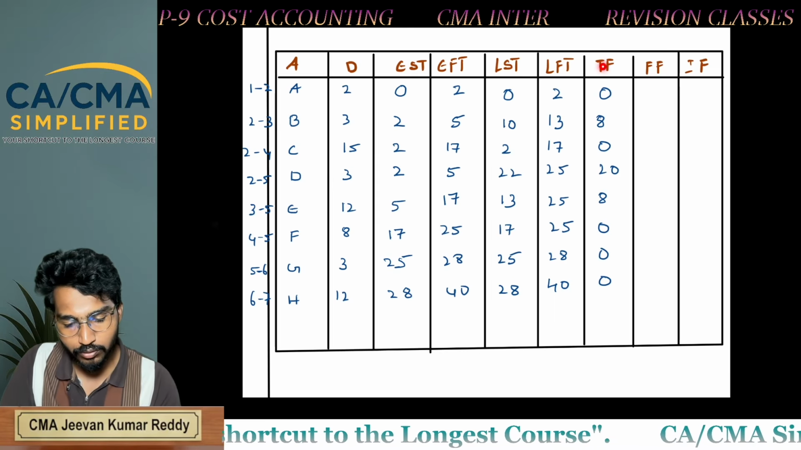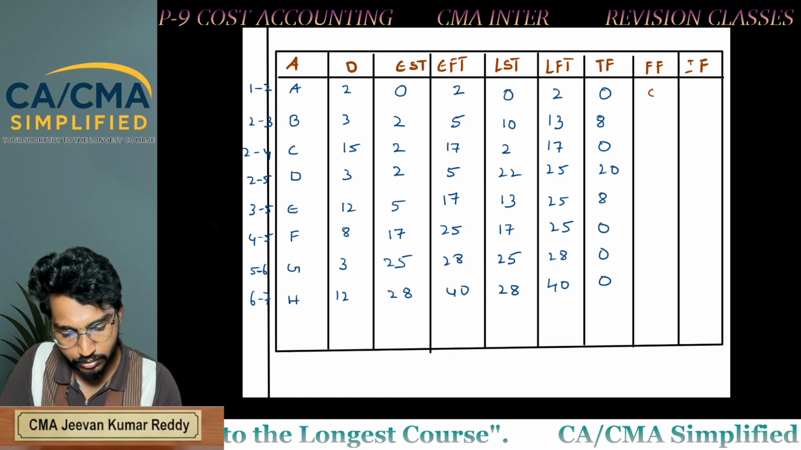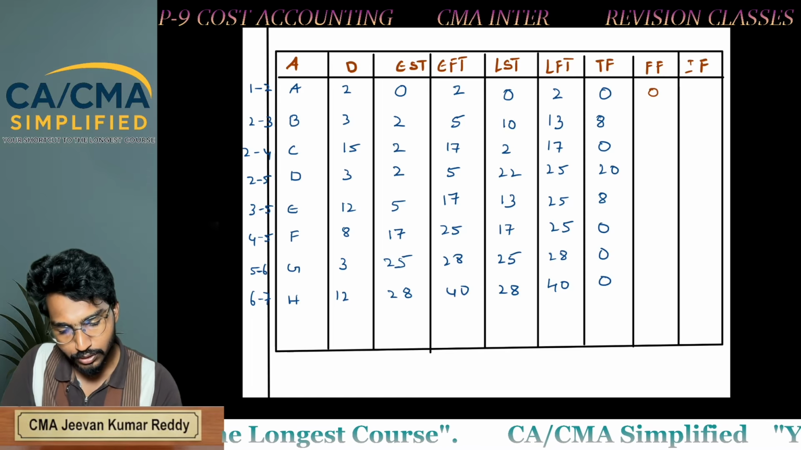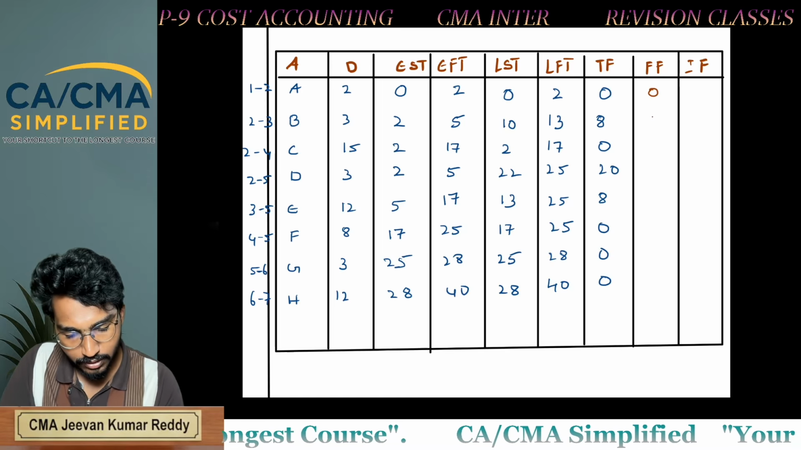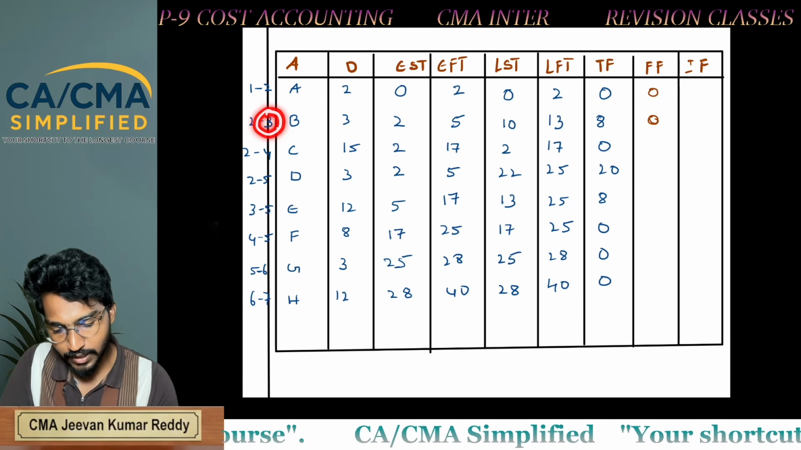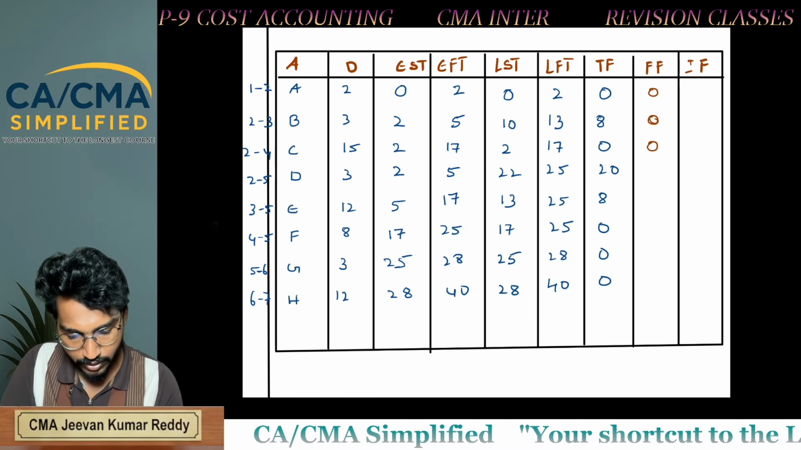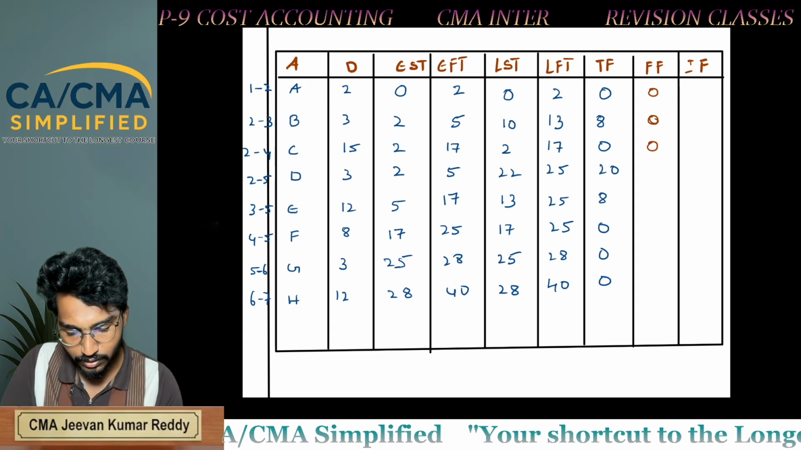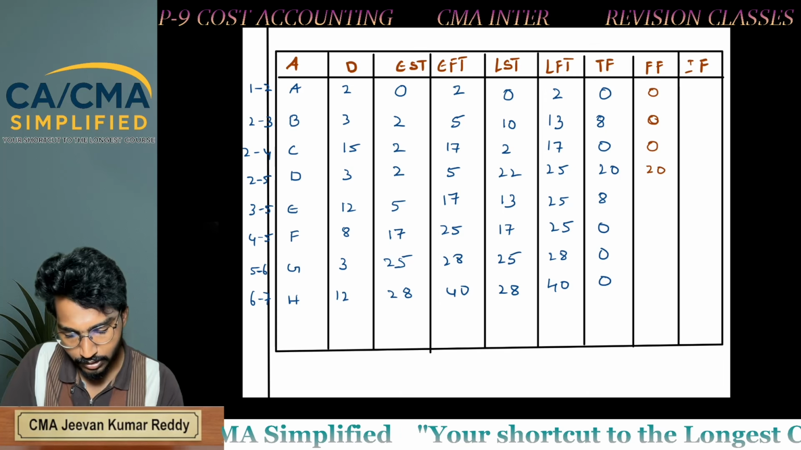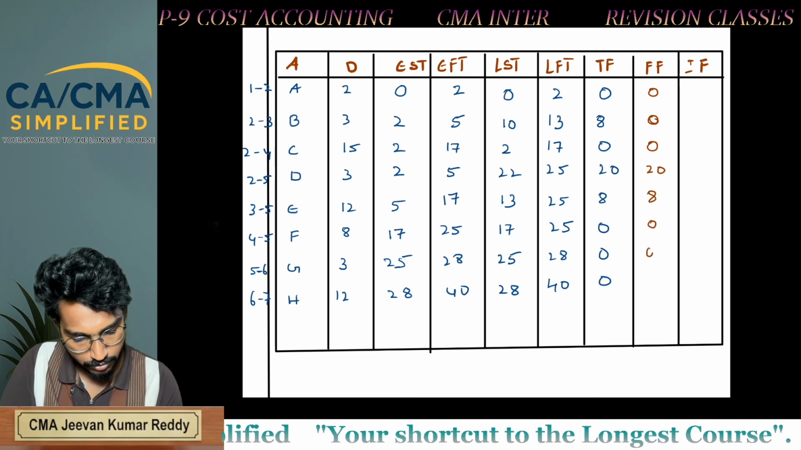Now total float minus slack of head event. So 0 minus 0, 0. Next, 8 minus 8, 0, because for 3 slack is 8. So what is head event? 4. At 4, 0. What is 5? At 5, the slack is 0. 20 minus 0, 20. 8 minus 0, 8, 0, 0, 0.